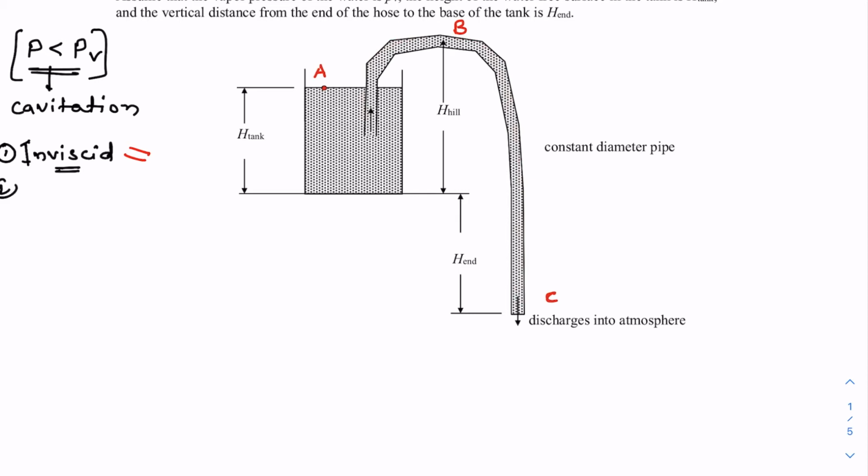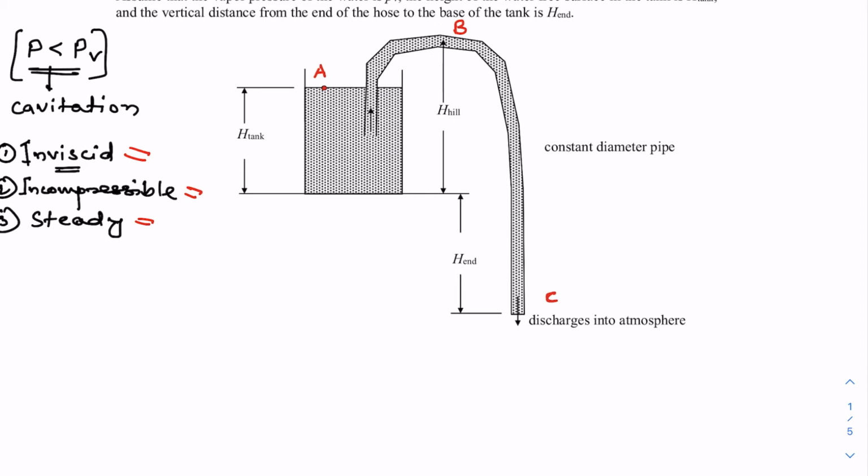Then second is incompressible. This is also true because the fluid under consideration is water and liquids are incompressible. Third is steady. This is also true because again the velocity is constant and we will assume this tank to be very big such that the velocity through the pipe remains constant, because the tank level is decreasing very slowly.